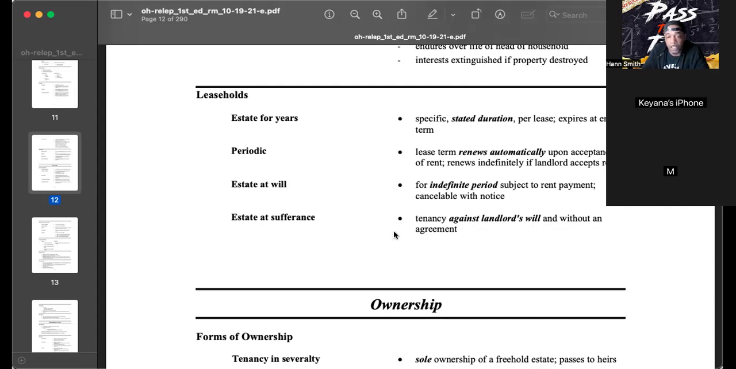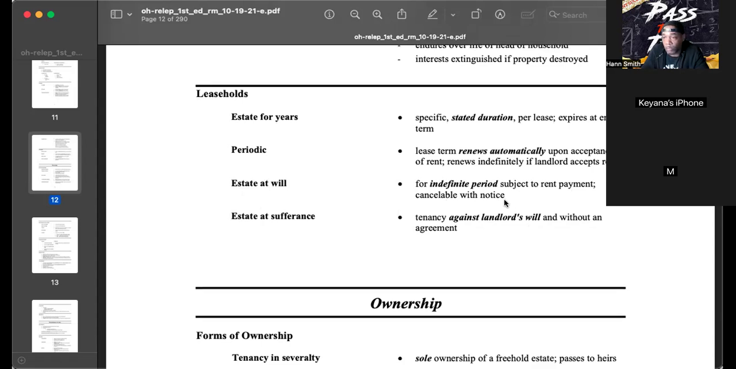Estate at will is for an indefinite period. This person can stay there as long as they want, and it may be subject to rent payments. They could just be there. It could be a sweetheart deal with your kids or a family member, you just letting them live there. You're not charging them any rent, and it's cancelable only with a notice by the owner or the person that has the leasehold estate. So it's an indefinite period of time.